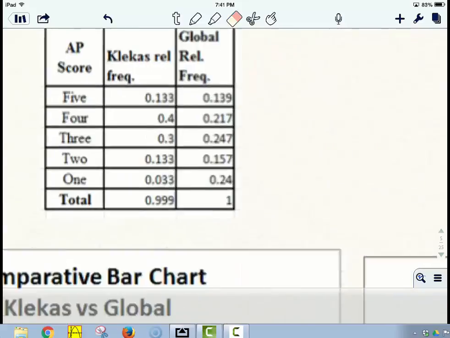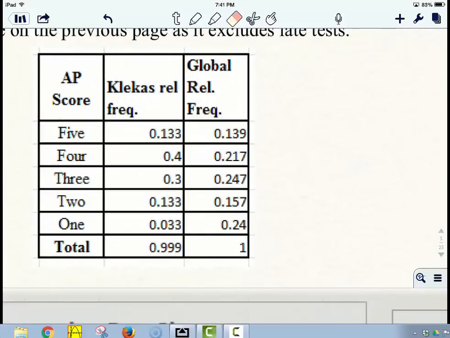So here anyway is my frequency chart. And you can see that if you exclude my kids that took late tests, 13.3% of my kids got a 5, 13.9% globally got a 5. 40% of my kids got a 4, while only 21.7% of global students got a 4, etc.